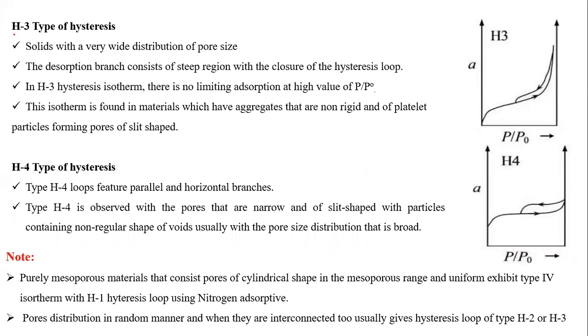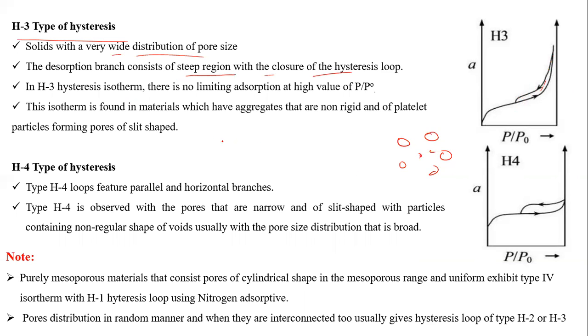Now let's come to our hysteresis loop type 3. These kind of hysteresis loops are found in solids with very wide distribution of pore size, जहाँ पे pore size का distribution बहुत ज़्यादा है, where we have small, triangular, spherical, and any kind of hysteresis shape can get here. So here the desorption branch consists of a steep region with closure of the hysteresis loop. यहाँ पे hysteresis loop बहुत close हो रहा है, कम होते आ रहा है, ठीक है, और यहाँ पे आके ये merge हो रहा है.